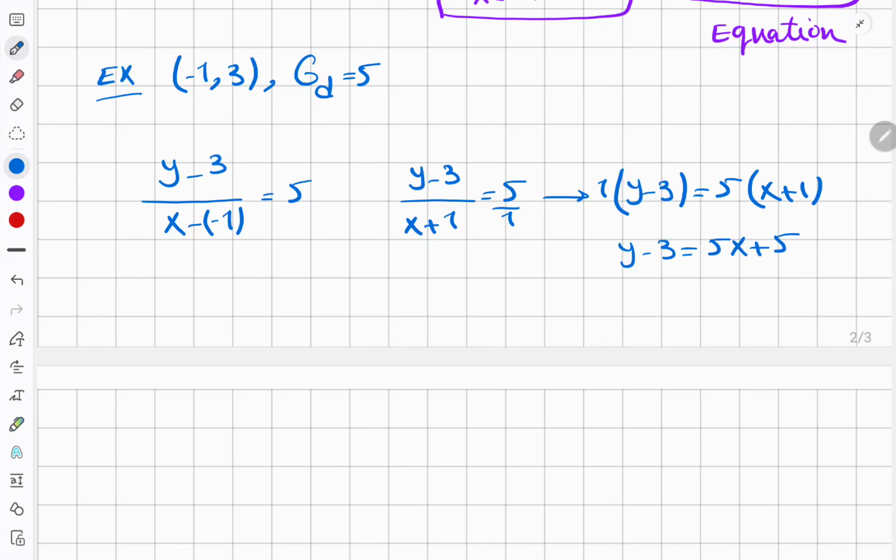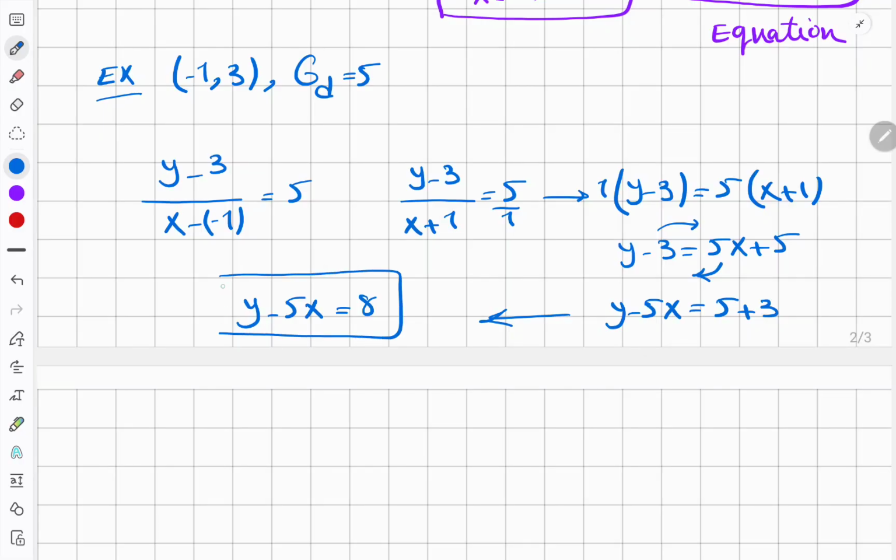5x plus 5, and bring positive 5y to the left side and change the sign, and 5, -3 go to the right side and change the sign. So the final answer is y minus 5x is 8. The equation of line D when the gradient is 5 and point -1 and 3 lies on this line.